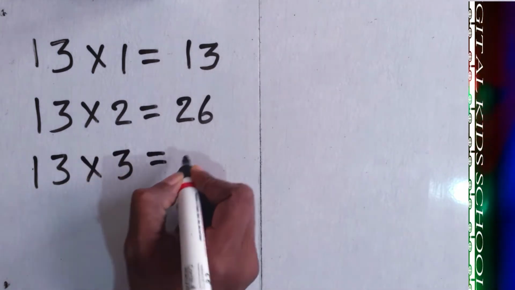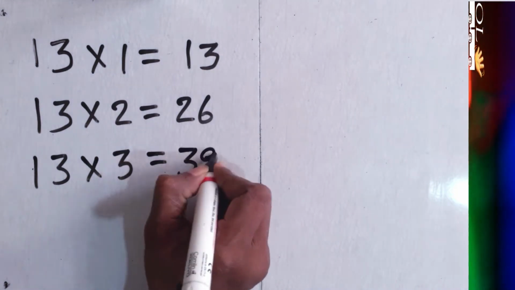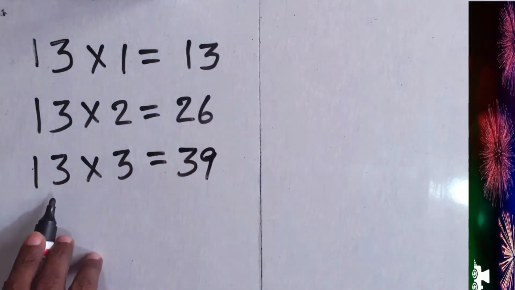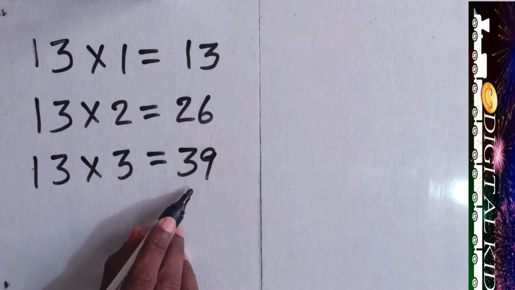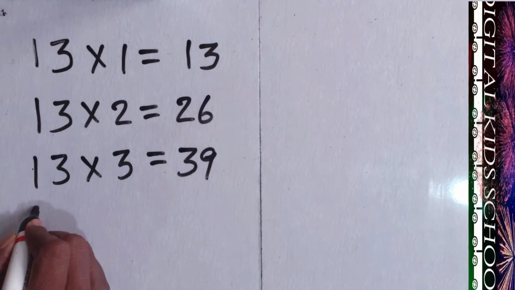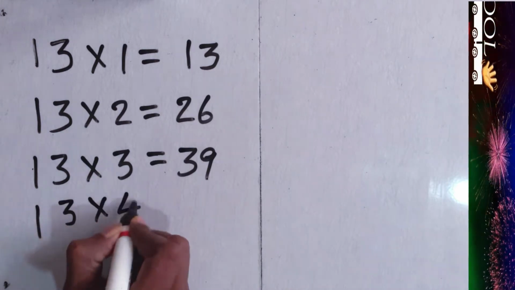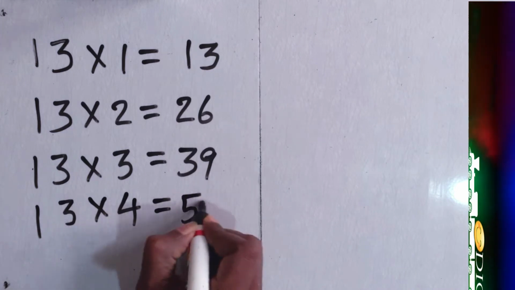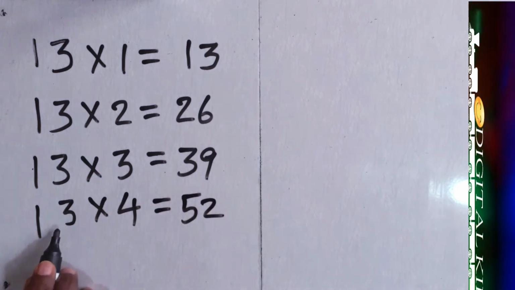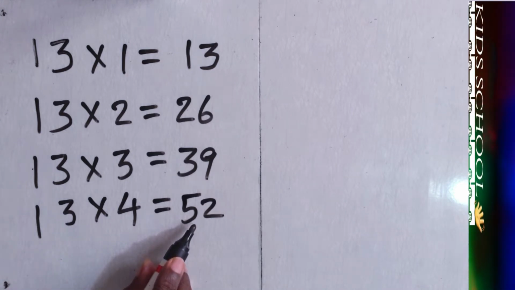13 3 is 39. 13 into 3 is equal to 39. 13 4 is 52. 13 into 4 is equal to 52.